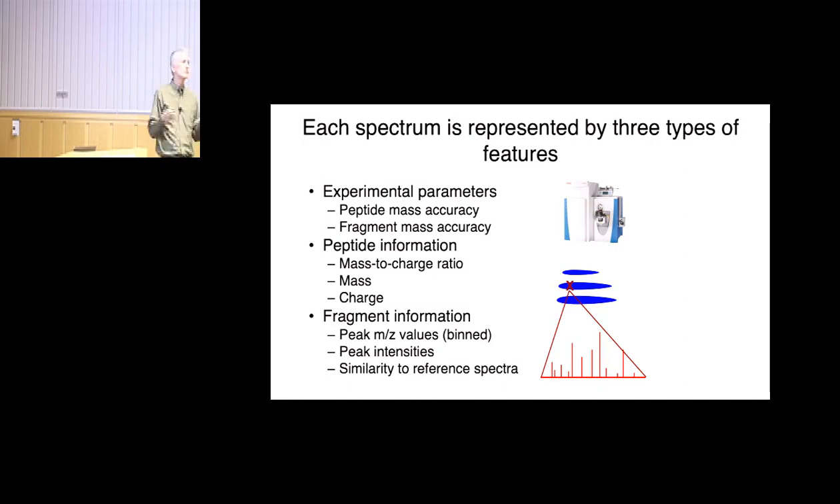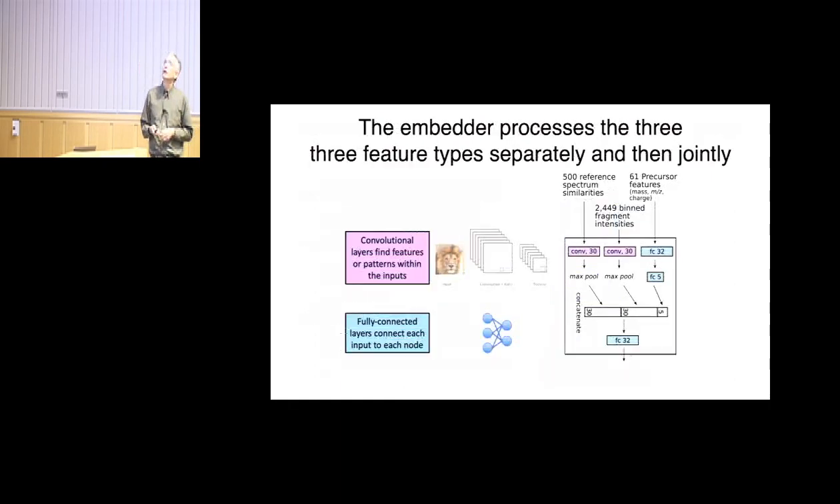And so these three pieces of information. Oh, and I should mention, we also use similarity to a collection of reference spectra, where we basically use the pattern of similarity as another set of features to represent the spectrum. And then those three sets of features are each processed in a deep neural network, where they each get processed separately through some layers and then jointly thereafter.